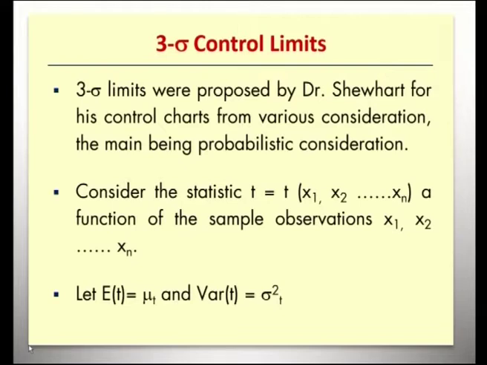What is meant by 3 sigma control limits? The 3 sigma limits were proposed by Dr. Shewhart for his control charts from various considerations. The main consideration is probabilistic or randomized consideration. Now consider the statistic T, consisting of n sample values x1, x2, x3, etc., up to xn, which is a function of the sample observations. Let expectation of T be equal to mu T and variance of T be equal to sigma T square.